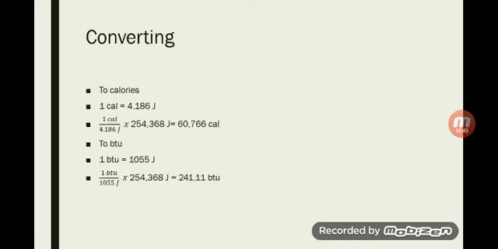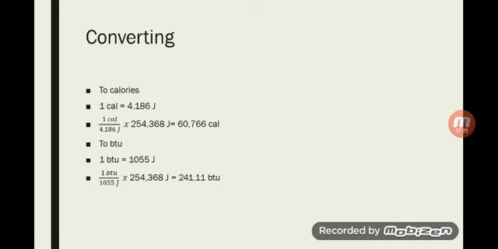Now, let's move on to the second to the last problem. It's converting it to calories. So 1 calorie is equal to 4.186 joules. Just plug it in: 1 calorie over 4.186 joules. Cancel out joules and you get 60,766 calories. To BTU, 1 BTU is equal to 1055 joules. So just plug it in: 1 BTU over 1055 times 254,368, and you get 241.11 BTU.